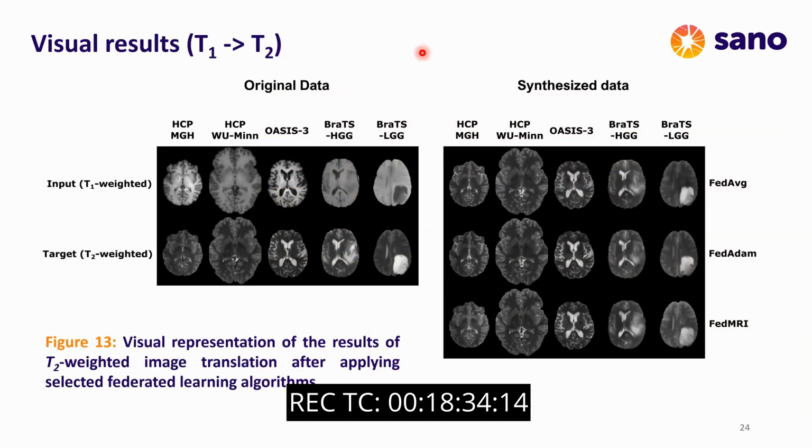First, we visually evaluated the results of translated T2 weighted images and compared them with the original data. Our research demonstrates that generating synthetic images is challenging, particularly when we are dealing with pathological changes in the brain, such as gliomas. While individual aggregation algorithms perform well in the case of healthy subjects, in the case of brain tumors, especially LGG, the area of change is significantly blurred. This experiment highlights the limitation of federated learning algorithms and also proves that among the tested algorithms, FedMRI produces the best results.